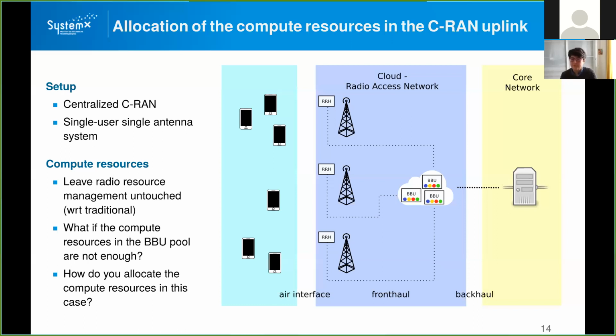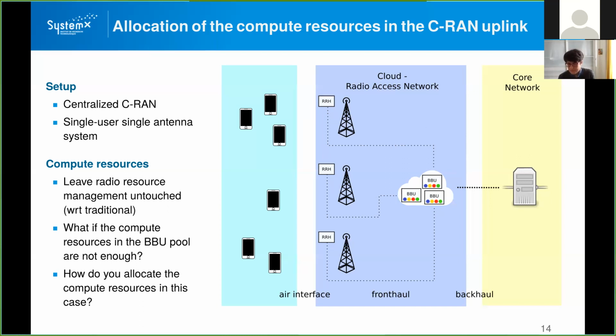So as said before, I'm considering a fully centralized setup. So everything happens, all the BBU processing happens in the cloud. And so the question that we are asking is the following: what happens if devices try to communicate with the network, and radio resources are assigned as usual, and when these frames hit the cloud and ask for processing, the cloud does not have enough resources to serve the entire demand. What will happen in this case?